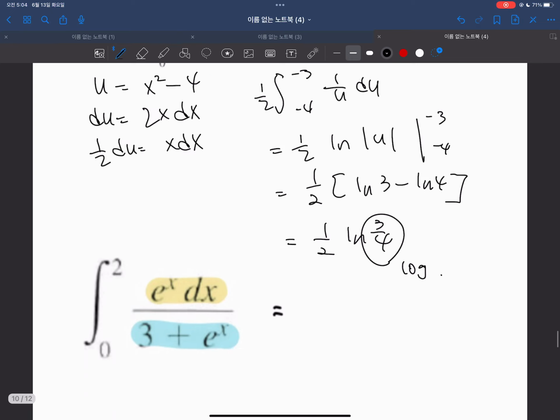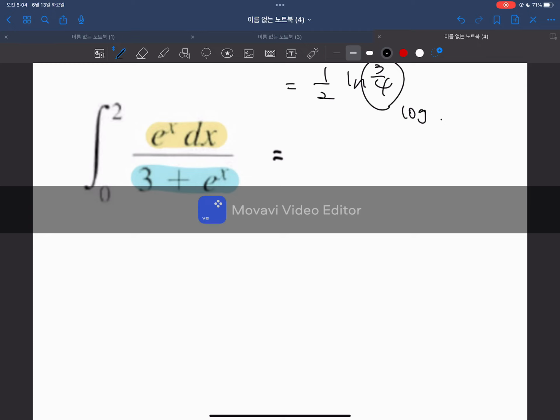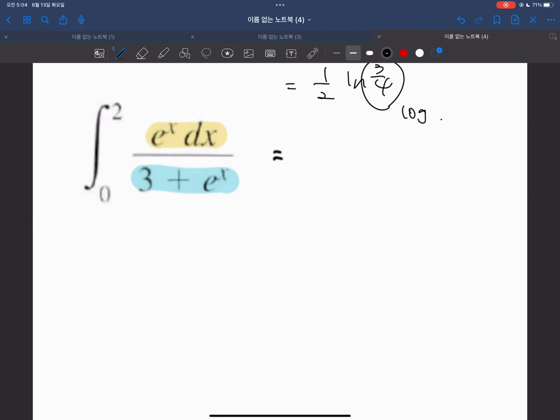And then the hardest one. Changing limits when we use u substitution is important. In this problem, we set u as 3 plus e to the power of x, so we have to change the limits by 3 plus e to the power of x. This one is difficult because we have to change the limits we use in u.